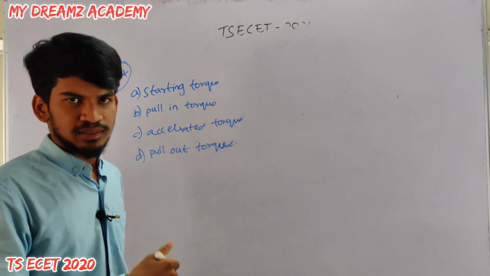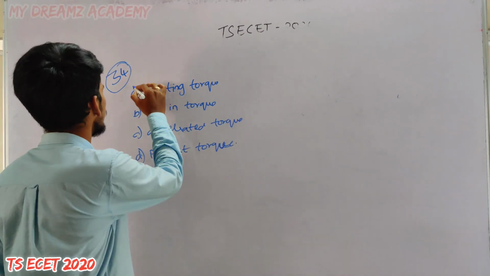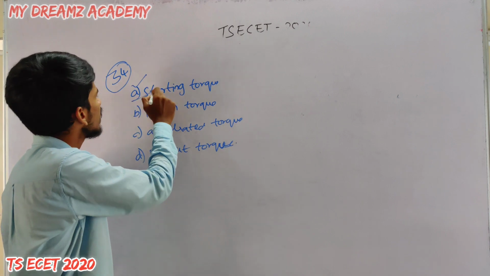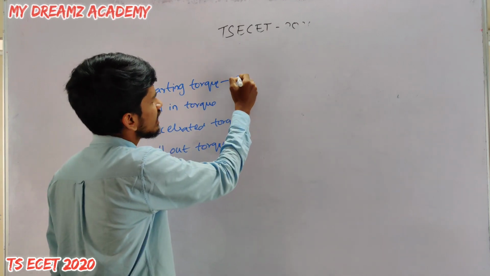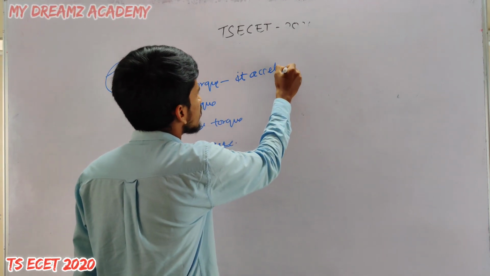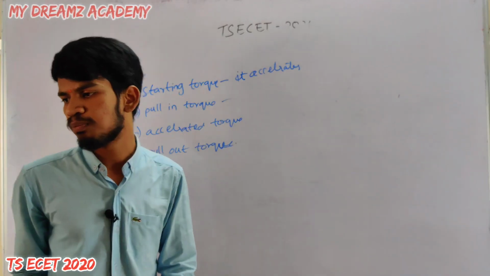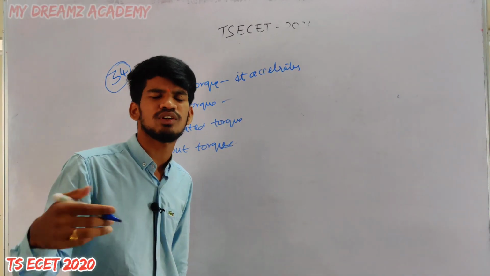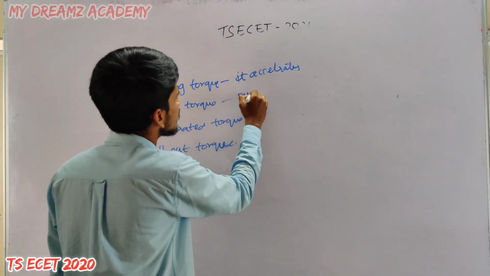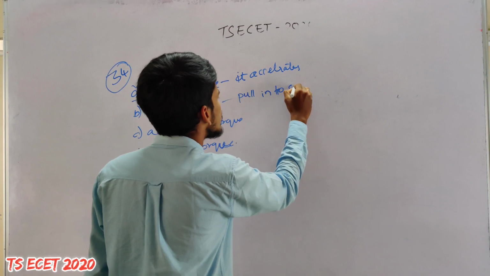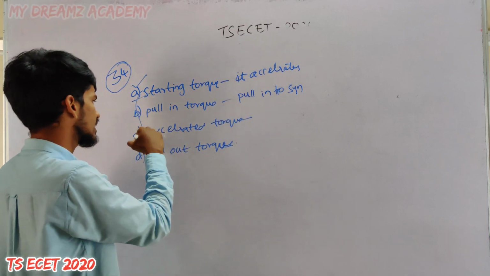If they give questions based on definitions, you need to verify the definition of each option. First, the definition of starting torque: starting torque is used to accelerate. Option B, pull-in torque: the ability to pull into synchronism when a motor loses its synchronism. Acceleration torque is nothing but the torque which accelerates, or a starting torque.